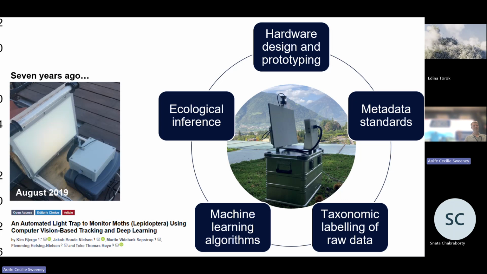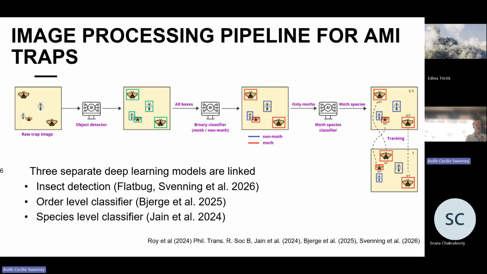And I guess since then, we've been mindful of the many challenges associated with running insect camera traps, the hardware design, as well as all the metadata standards that we thought about but didn't really solve back then, the taxonomic labeling, machine learning algorithms, and ecological inference. So all of these things, as you know, come together to really make those traps useful. In the meantime, I think we've done some advances, particularly maybe on the algorithm side.